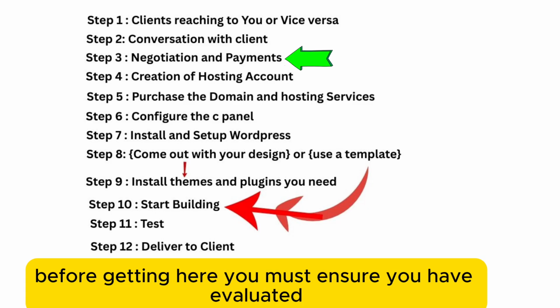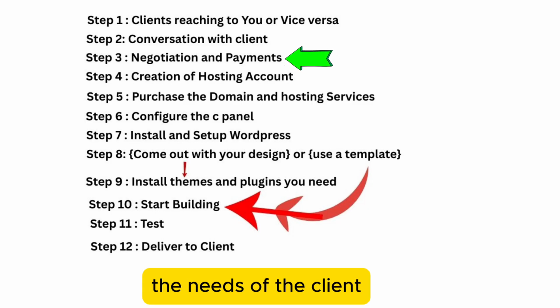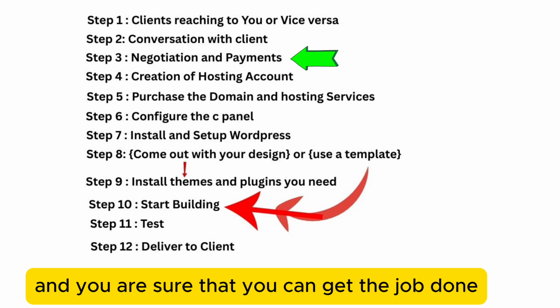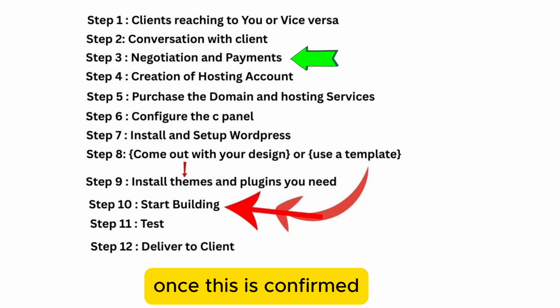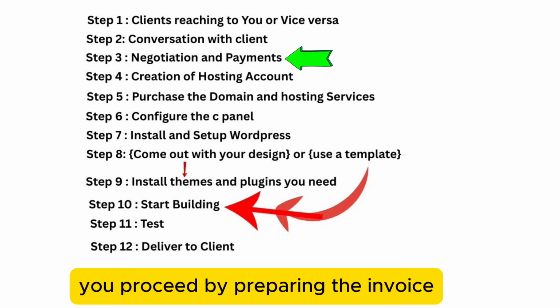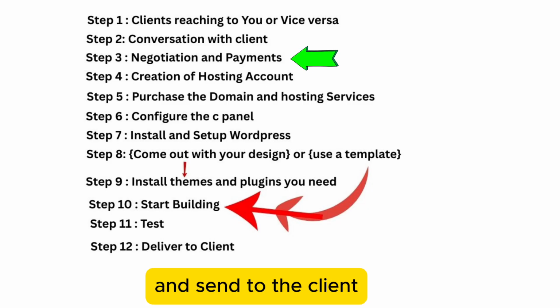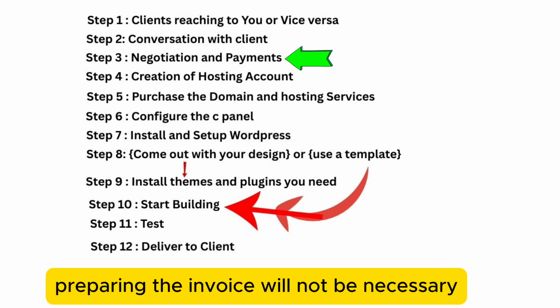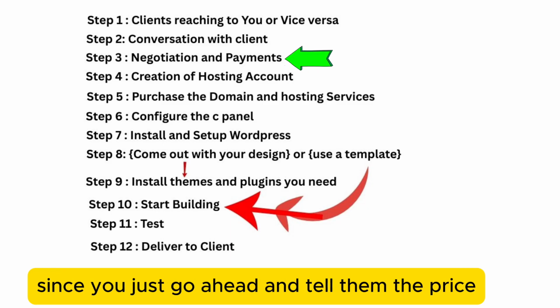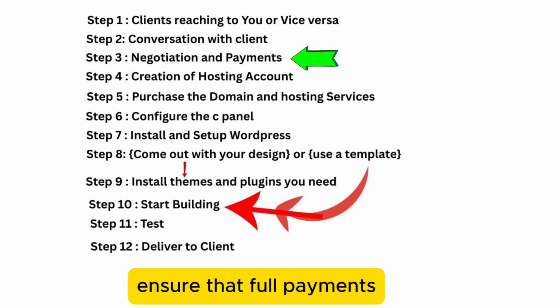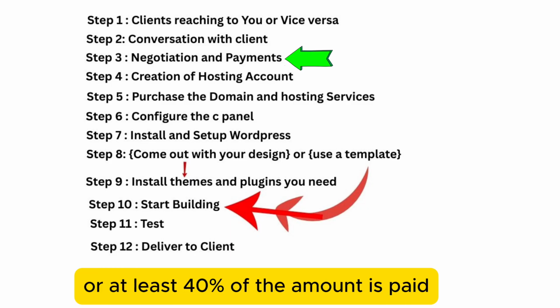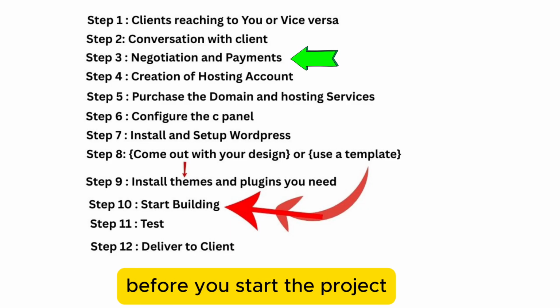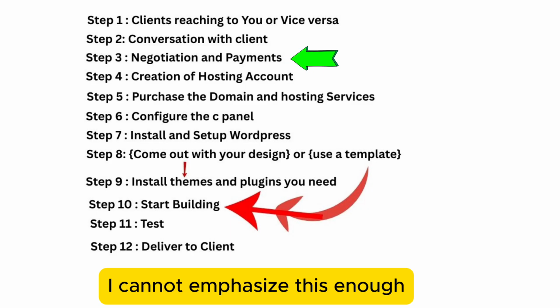Before getting here, you must ensure you've evaluated the needs of the client and you are sure that you can get the job done. Once this is confirmed, you proceed by preparing the invoice and sending it to the client. For informal clients like friends or family members, preparing the invoice will not be necessary since you just go ahead and tell them the price straight up. Also, ensure that full payment or at least 40% of the amount is paid before you start the project. I cannot emphasize this enough.